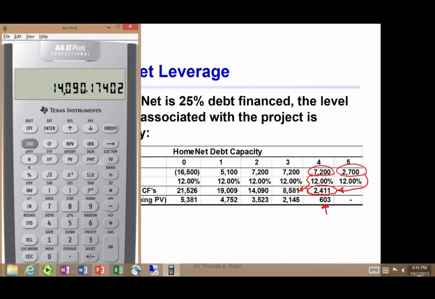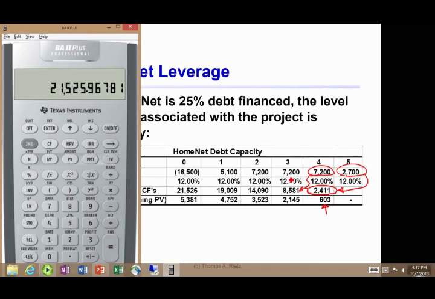Take the value in period 2 plus the cash flow in period 2, 7,200, discounted one time, is the 19,009 value in period 1. 25% debt is 4,752. The value in period 1 plus the cash flow in period 1, 24,109, discounted is 21,526, the value at period 0.